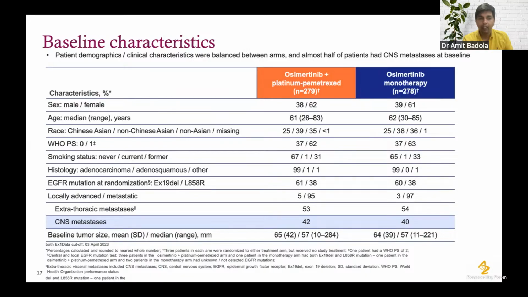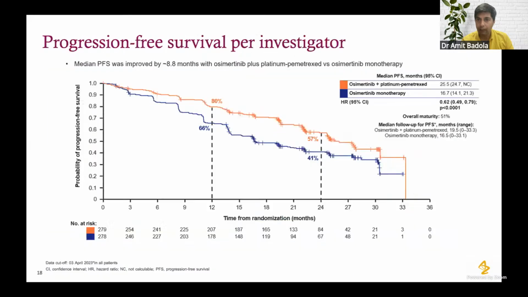Another important thing to focus on is that around 42% of patients had baseline brain metastasis, which is usually considered a very poor prognostic factor. If we see the progression-free survival, it increases from 19 months to 25 months. So when we add chemotherapy to osimertinib, we now get a benefit of around 6 months in progression-free survival, which is the highest if we compare it with the previously used approaches.